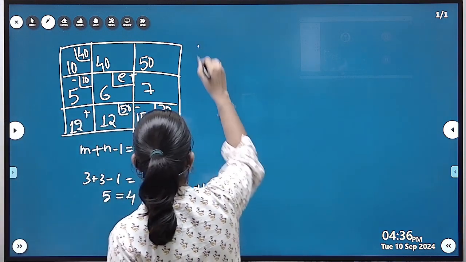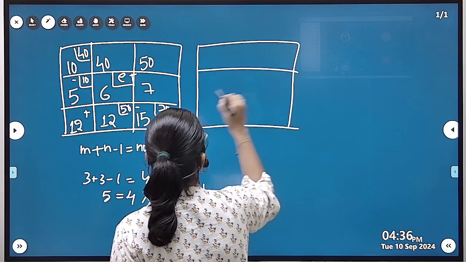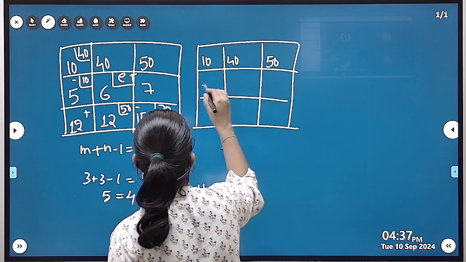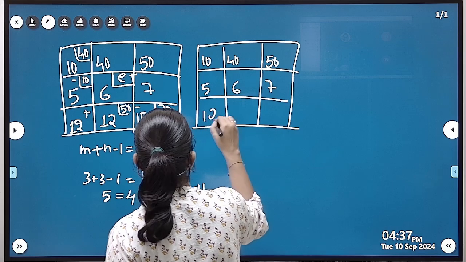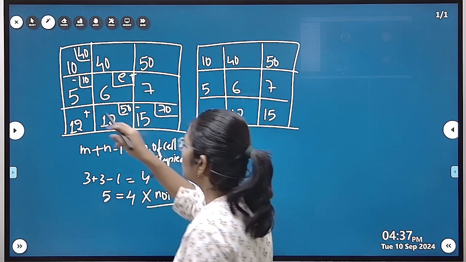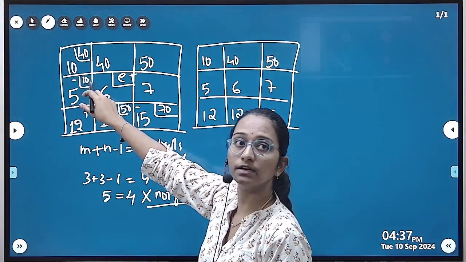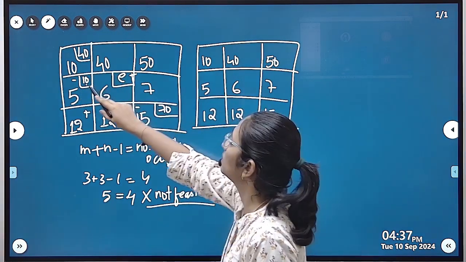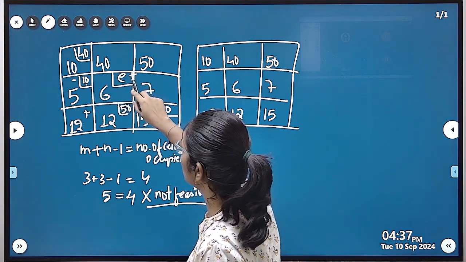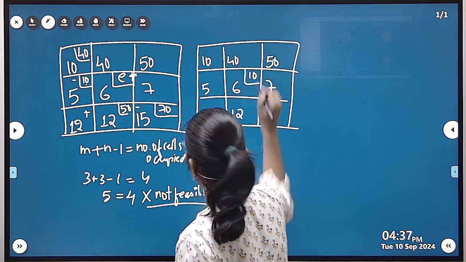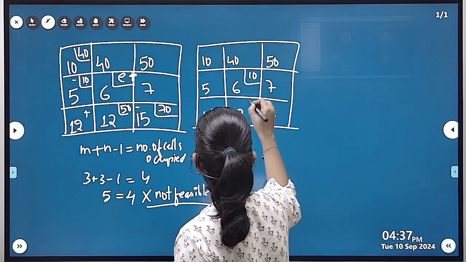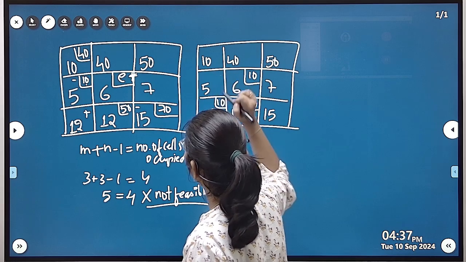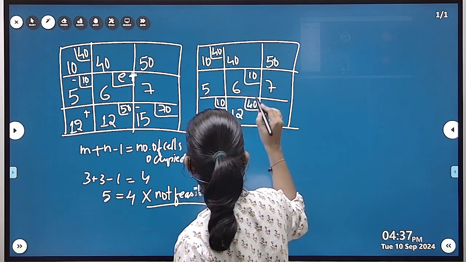So now we need to do the next matrix: 10, 40, 50, 5, 6, 7, 12 and 15. The least negative cost is 10. It should be rotated. So here 10 will come here. What is the symbol there? Add. So we need to add 10 here. When 10 is deducted from 50, it becomes 40, and 10 added here becomes 10. Here 10 minus 10 is 0. So this is the matrix.